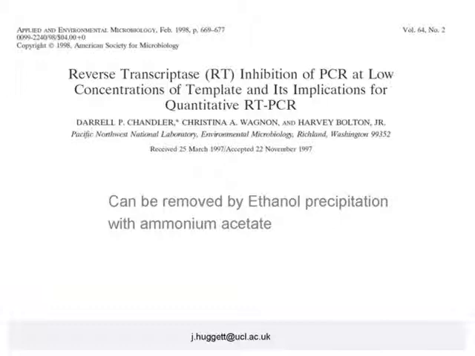And it's important to recognize that one step that can be taken to remove this is to perform an additional ethanol precipitation in the presence of ammonium acetate. But again, it's important to verify that the sample does not still contain inhibitory factors.